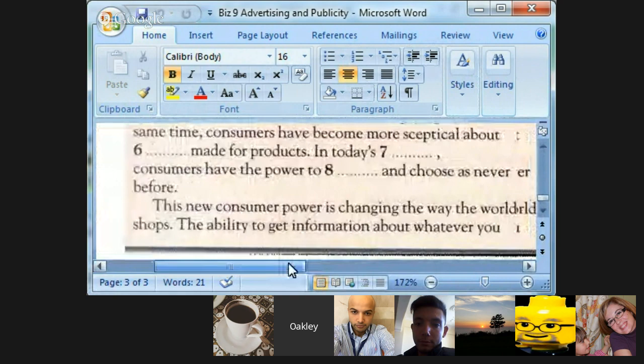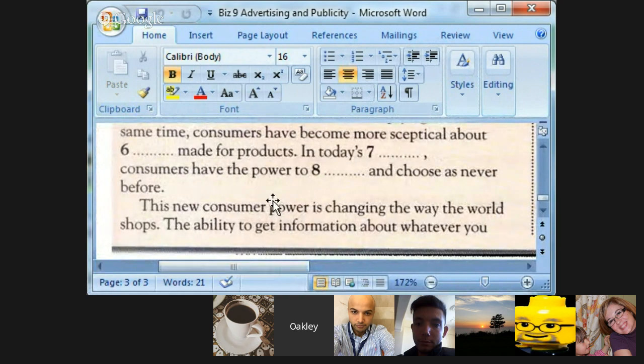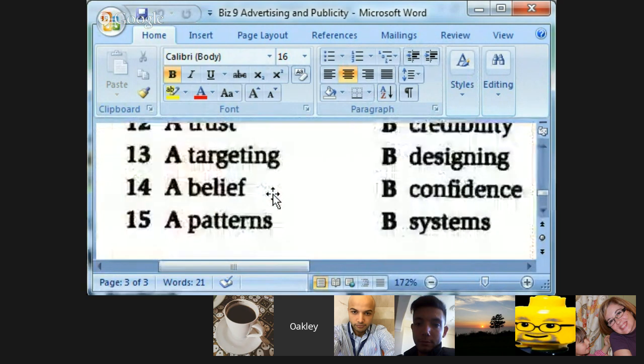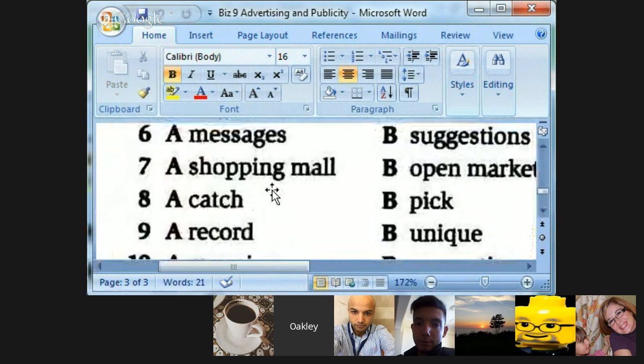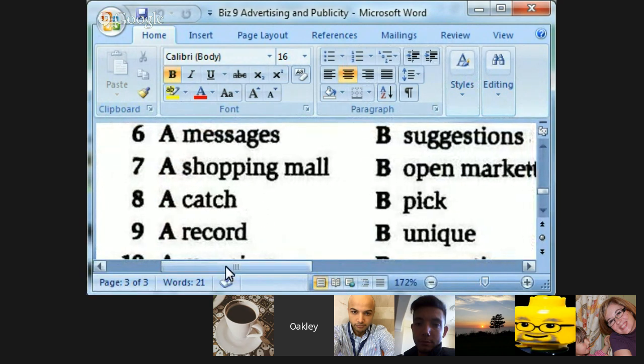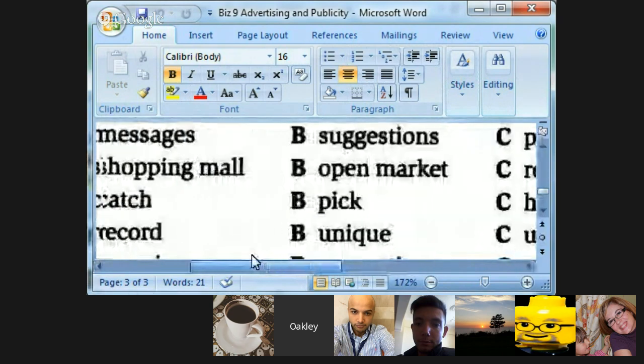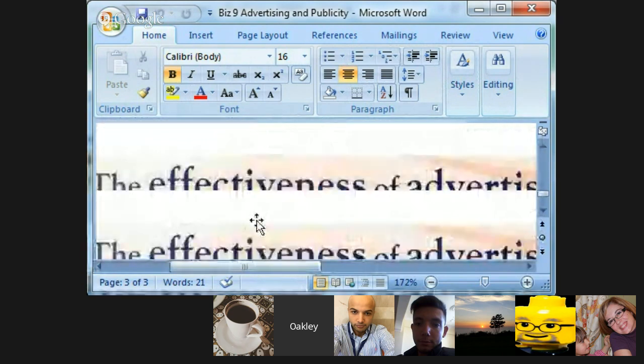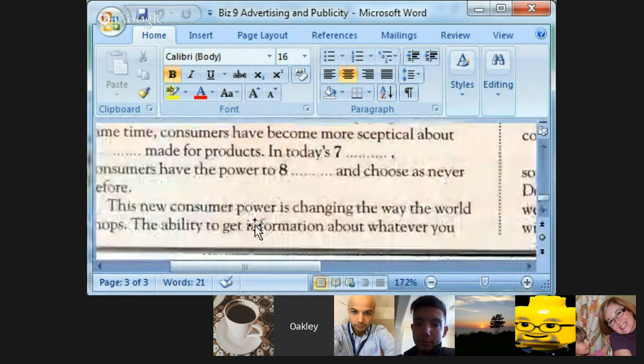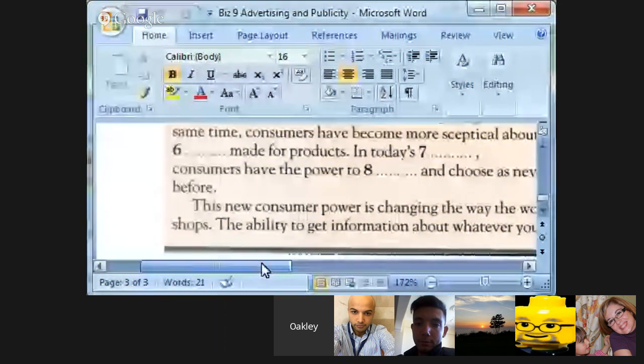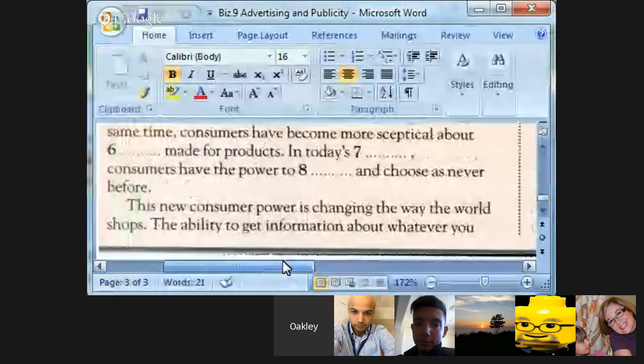Okay, consumers have the power to what? Purchase and pick. Okay, consumers have the power to pick and choose. Now this is a pretty standard English phrase. You're able to pick and choose, meaning you can make your own decisions. Okay, as never before, as they never could before.